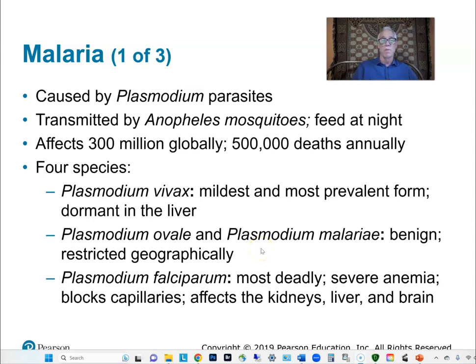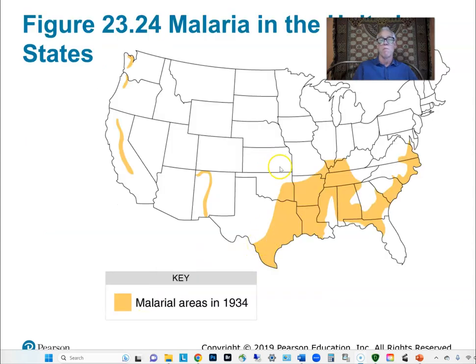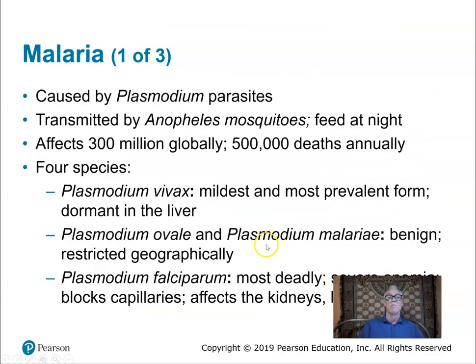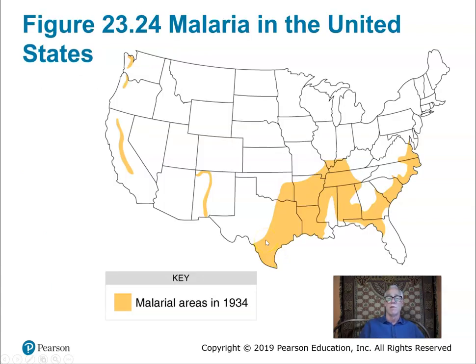It affects the kidneys, liver, and brain by blocking blood capillaries because it affects the red blood cells, causing severe anemia. Malaria was a fairly big problem in the United States, but the Anopheles mosquitoes are fairly controlled in the United States now. There are about 2,000 cases a year in the United States, and almost all of them come from people that travel outside the United States and come back having been infected and have severe disease. It's not transmitted here by mosquitoes.